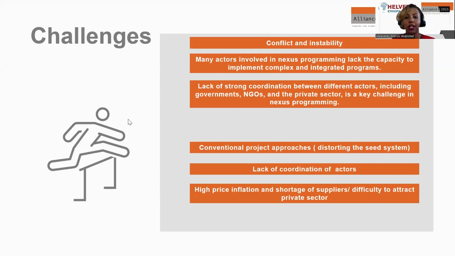When you look into other challenges, the conventional project approach always comes first, because we are trying to have systems thinking, especially working with the seeds, introducing different seed varieties, nutrition dense crops and the like with cooperative unions, but still some organizations are doing the conventional way of direct free distributions. So we are trying to implement through cooperative unions and not to distort the seed system. So this was a challenge that we had to deal with.